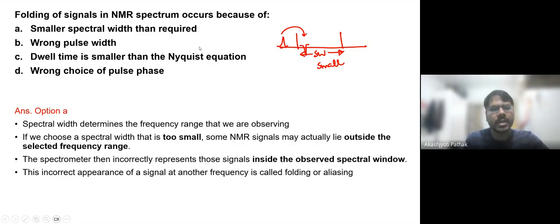So the spectral width determines the frequency range that we are observing. If we choose a spectral width that is too small, some NMR signals may lie outside the selected frequency range. So the spectrometer will incorrectly represent those signals inside the observed spectral window, and there will be an incorrect appearance of the signal at a different frequency, which is called folding or aliasing.